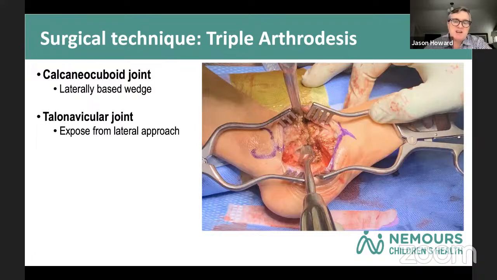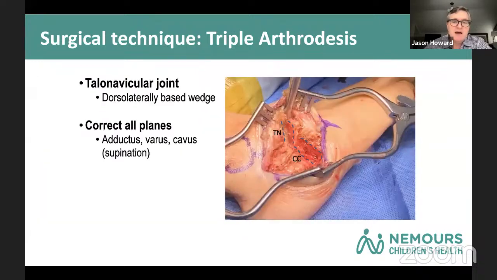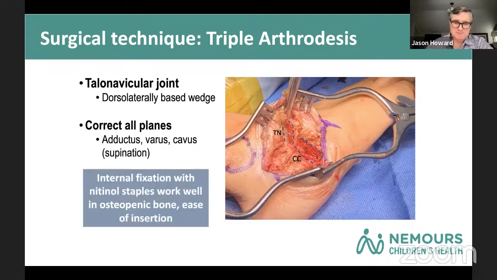In this case, I could expose it all through a lateral approach, but oftentimes you need a separate medial approach as well to really get that whole joint. Sometimes it's hard to get it. You can see I've taken out laterally based wedges at the TN and at the CC joint, and that corrects the talipes at the TN joint, but also the adductus at the midfoot. So everything gets corrected at the same time.